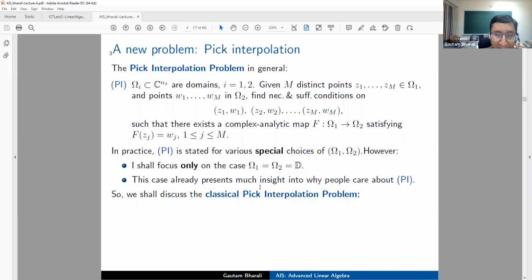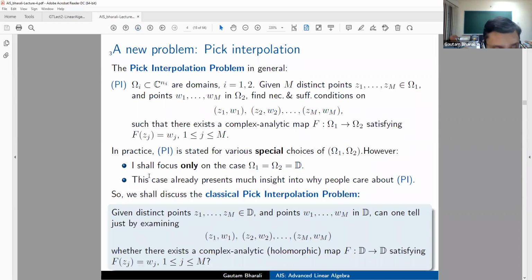So the classical Pick interpolation problem is the problem where omega-1 and omega-2 are both the open unit disk. So let's rephrase the problem. You are given distinct points Z1, Z2, up to Zm in the open unit disk, and you have points W1 through Wm also in the open unit disk. In this case, they need not necessarily be distinct, but they will have to be repeated according to multiplicity in the latter case.